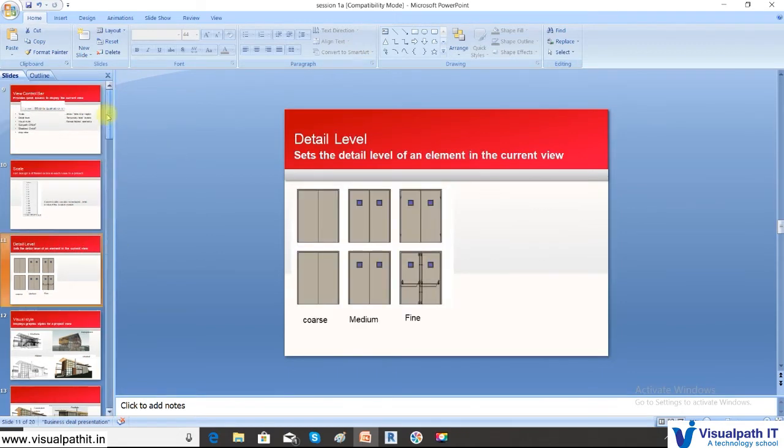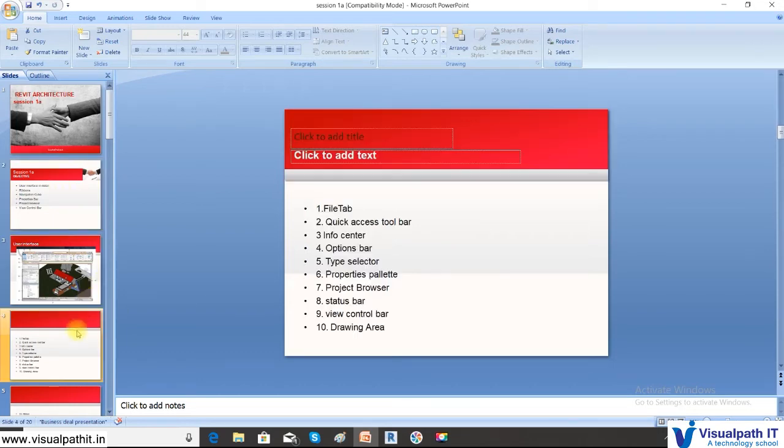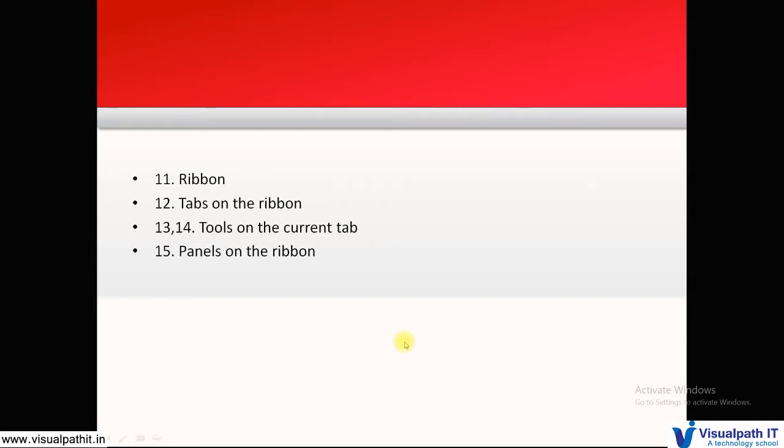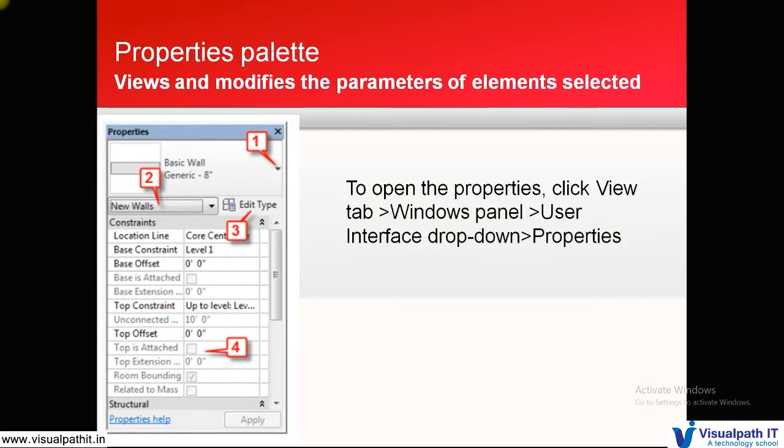the other options. So we saw the project browser, and next we will go for the properties palette. So we were seeing this, and then we go for the properties palette. Now the properties palette is situated above the project browser. Sometimes both are docked simultaneously.